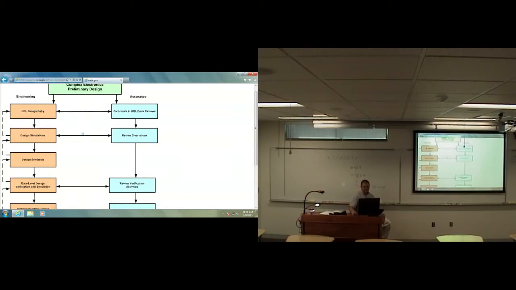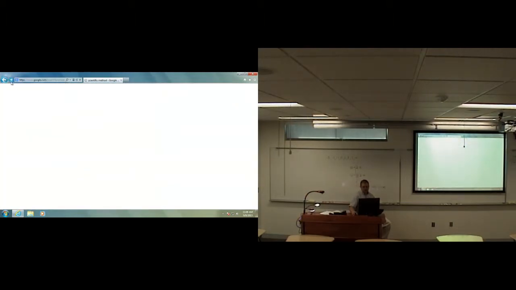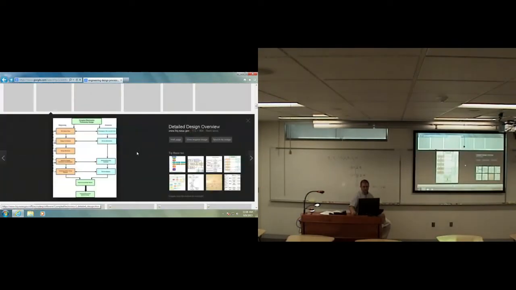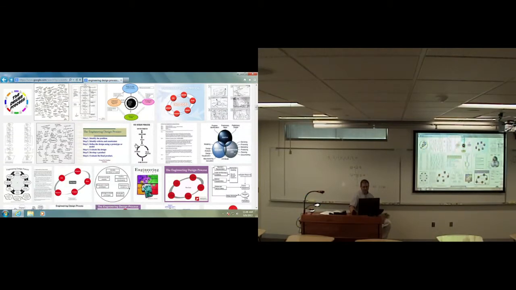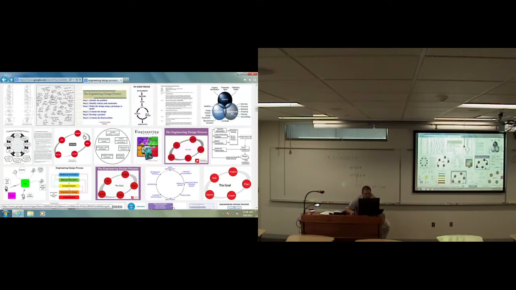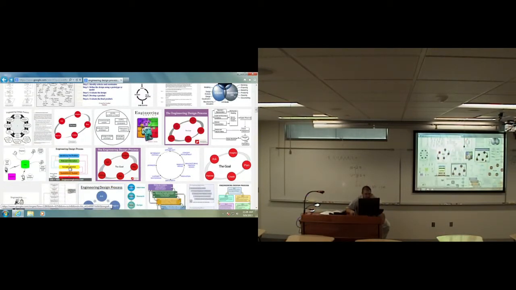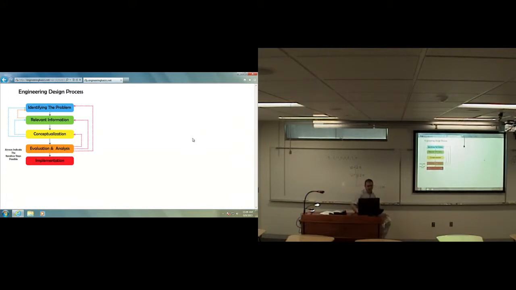This one's designed specifically for electronics, but it's also a cycle. You can see arrows going everywhere. So the point I'm trying to make here is that there's an infinite number of ways to think about the engineering design process. And this is actually one that I want to look at, because this one is probably one of the simplest types of charts to look at for what we're trying to figure out here.